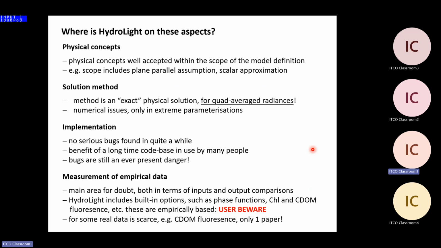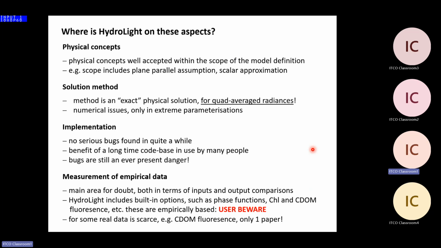The solution method is what we would call an exact solution method, which doesn't mean it's exactly right, but it means given the inputs, it gives you the right outputs. But again, in the context of what the model is, it's a model for quad average radiances, and we've already discussed this a bit. So you have to bear in mind that it's exact within that context. And I just mentioned again, there can be numerical issues if you really push it hard.